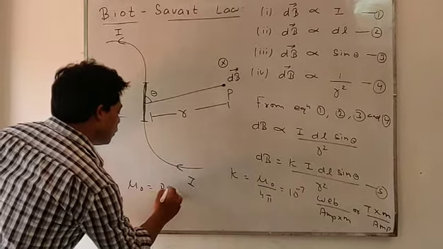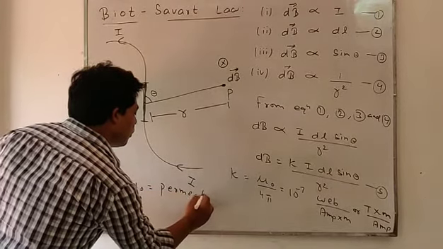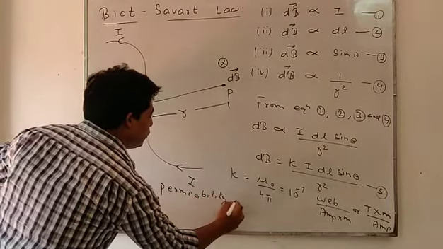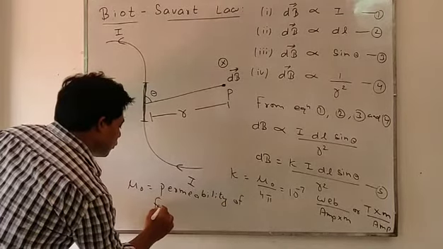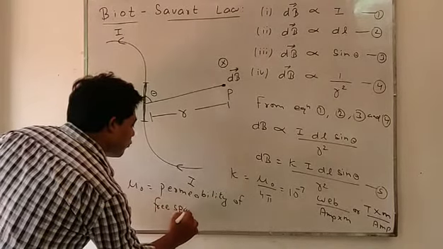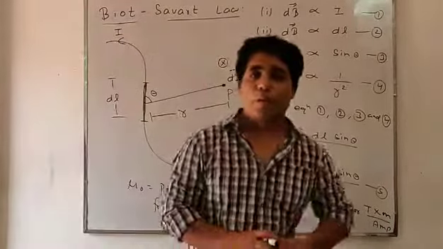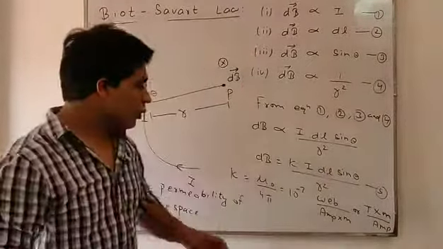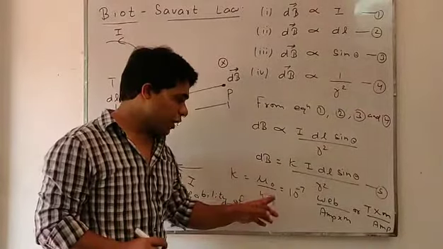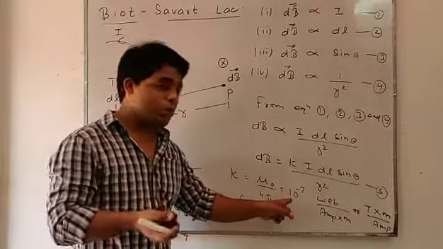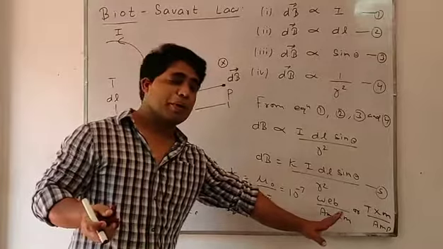It is called permeability of free space. That is the constant for magnetic field, which is said to be the permeability of free space. Okay. If you want to find the value of mu naught, we can find it as 4 pi into 10 to the power minus 7 Weber per ampere into meter.